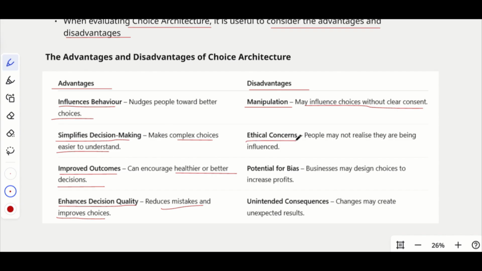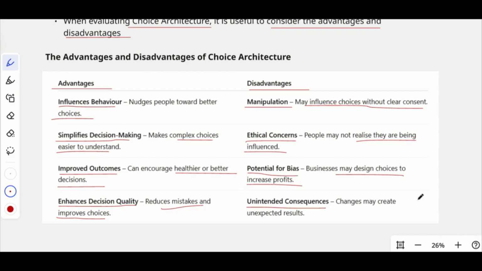And then there are some ethical concerns. What are the ethical concerns? People may not realize that they are being influenced. Sometimes we won't even be able to recognize that we are being influenced. And there is definitely a potential for biases. Businesses may design choices to increase profit. For example, if any firms are working on more profitable biases, they might misuse choice architecture. They will misuse the concept in order to gain some profit. So that is potential for bias.